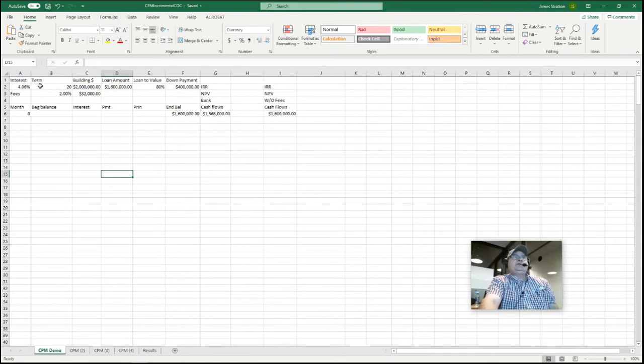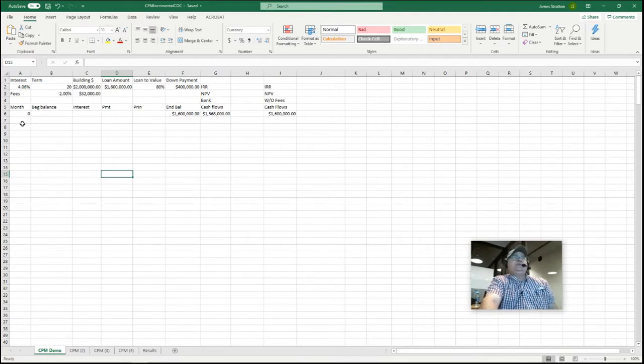If we take a look across the top over here, you see our terms of interest. Term is 20 years. The building value is $2 million. We're going to have a loan to value ratio of 80%, so therefore our loan amount is $1.6 million. Our down payment has to be $400,000. And in this particular case, we have a 2% fee of whatever type it could be. It could be that you're paying down points or some type of fee for origination. Anyway, it's $32,000 in this particular case.